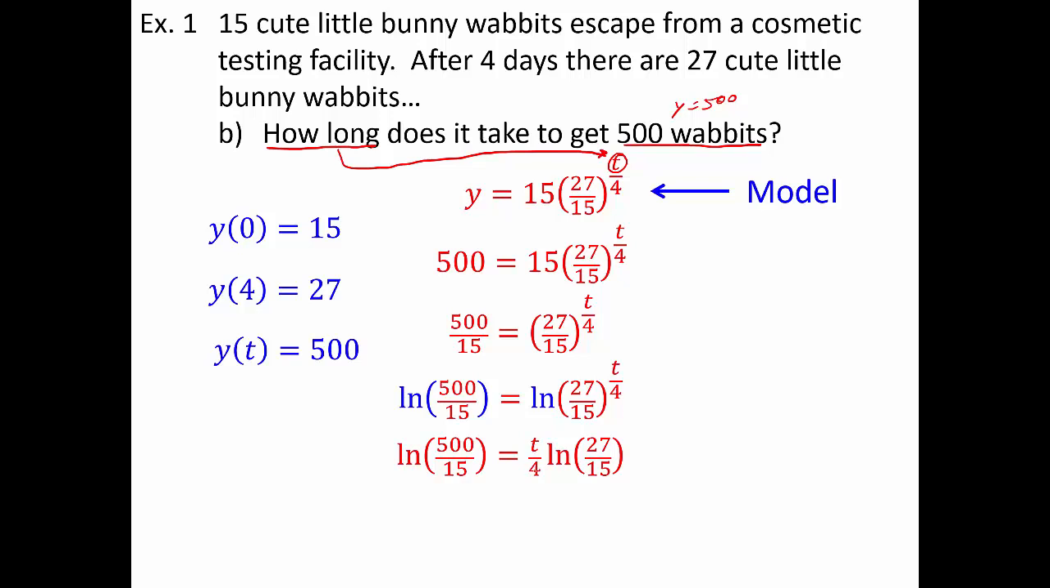The goal is to get t by itself. T is being divided by 4, and it's being multiplied by ln of 27 over 15. Multiplication and division are the same operation, so I can get rid of both of those at the same time. I'm going to multiply by 4, and I'm going to divide by ln of 27 over 15. So here's me taking the left side and multiplying it by 4 and dividing by ln of 27 over 15. Notice t is by itself, which means I'm done. That is my exact answer.